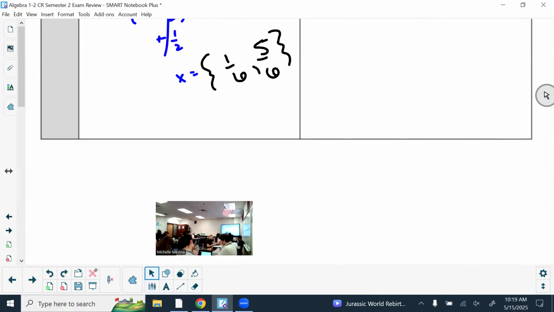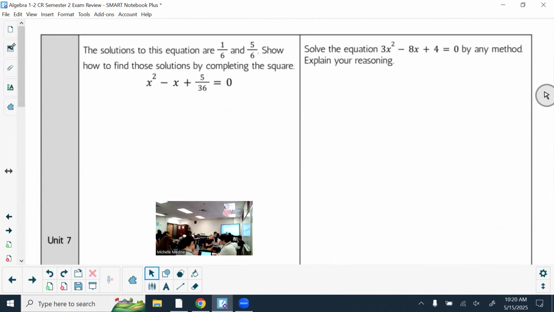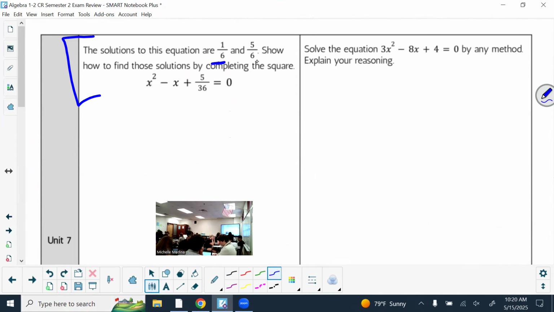Number 1 on unit 7. All right, so I've been telling you ever since this first showed up in the notes that you'll have a problem just like this, and here it is. It's telling you what the solutions are. So just telling me what the solutions are, typing it into Desmos and telling me the x-intercepts won't get you any points because it literally tells you already. The solutions are 1/6 and 5/6.